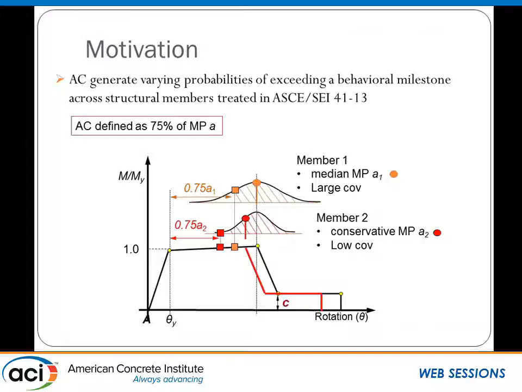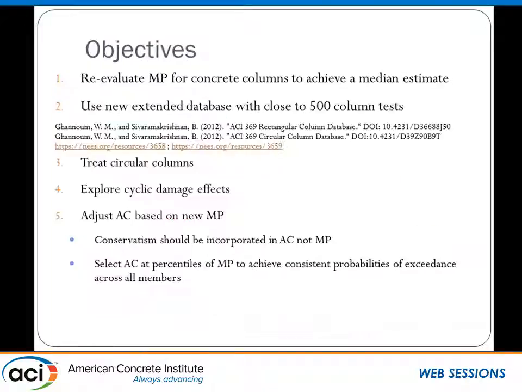And so part of this work I'm going to show here is to try to rein this in, so that all the modeling parameters are defined at the median value so that we get an expected performance, and then we lump all the conservatism in the acceptance criteria themselves and try to make it uniform across the document, so that we are getting some uniform probability of exceedance of whatever threshold value we determine.